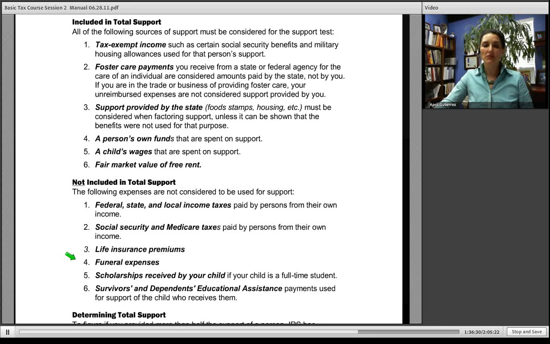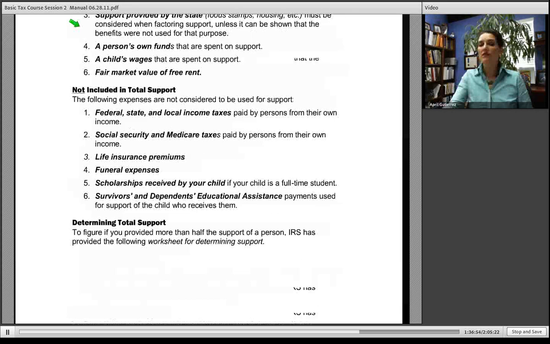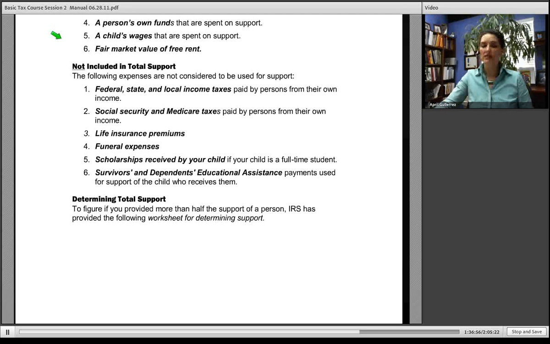Life insurance premiums, funeral expenses, scholarships received by your child if your child is a full-time student, and survivors and dependents educational assistance payments used for the support of the child who receives them. So all of these items are amounts that are not considered to have been used for support. And all of these amounts up here are amounts that are used to figure whether or not you provided more than half of your dependent's support.